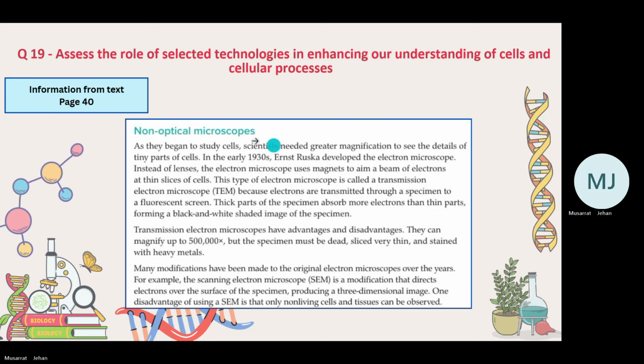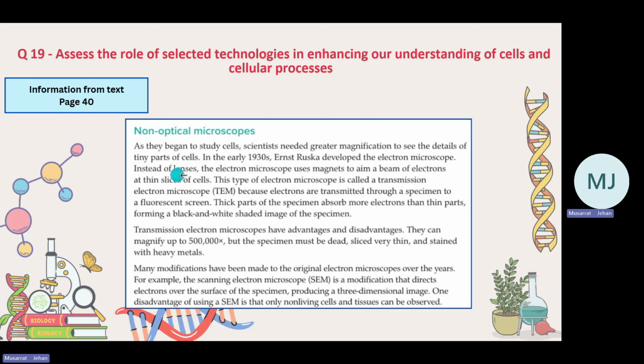So in the 1930s, another name to remember, Ernst Ruska, developed the electron microscope. Who developed the electron microscope? Ernst Ruska, remember the name. And how is it different from the microscope which Robert Hooke had developed, the light microscope, the one which you use in the labs? That is a light microscope. We use light to see the slides, the specimens.